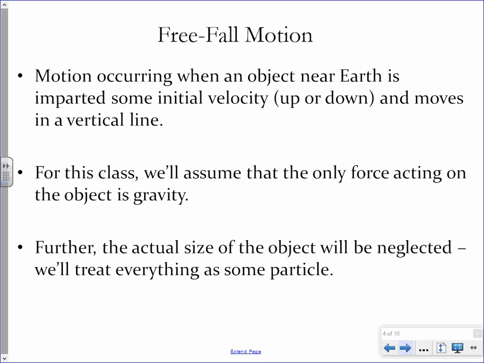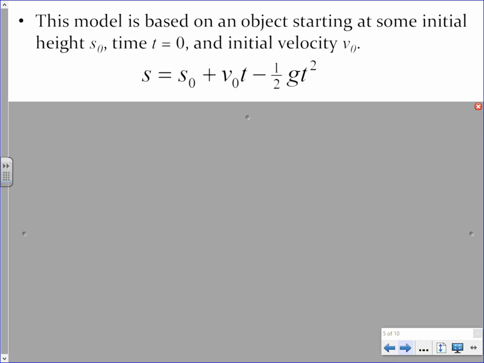So, here is our free fall motion equation. This is our position equation. We first have to take into account our initial position. We have to take into account our initial velocity, and we have to take into account our force of gravity. Please write this down. You have seen this in Algebra 2, pre-calculus, physics, physical science, and now calculus. So this is not something that is new to you.